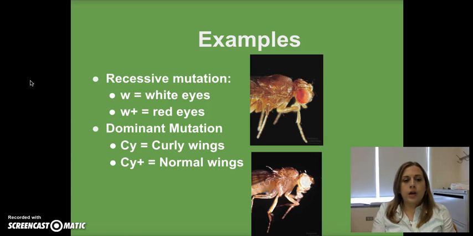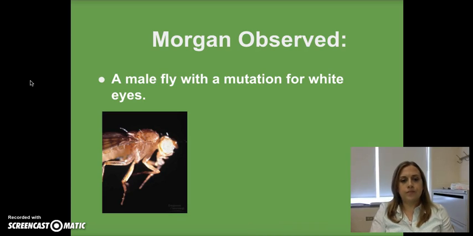So an example here would be if you have a recessive mutation, which would be white eyes, then w would be white eyes, lowercase w, and then w plus would mean red eyes, which is going to be the wild type. Then if you have a dominant mutation, here we have capital Cy, which means curly wings, so that is going to be the dominant mutation, and then Cy plus would be normal wings.